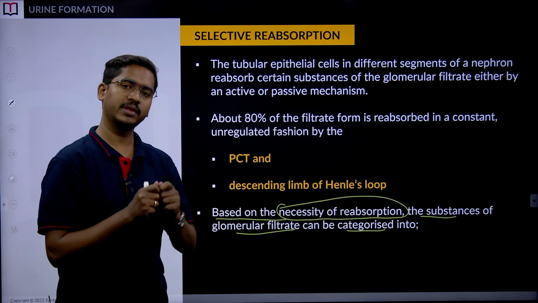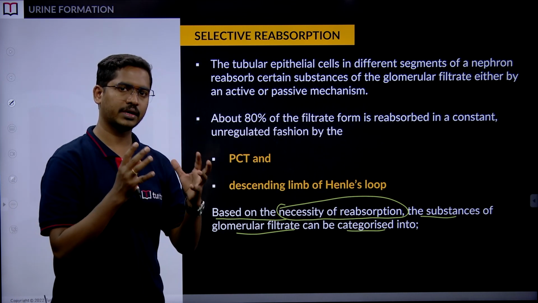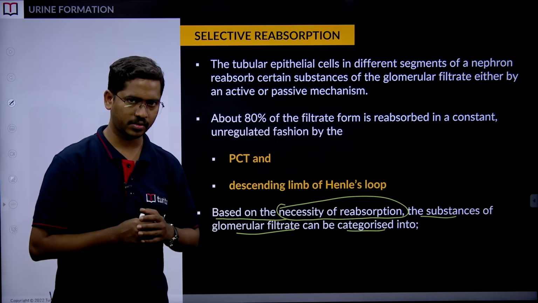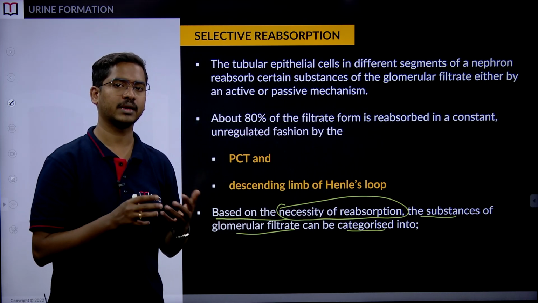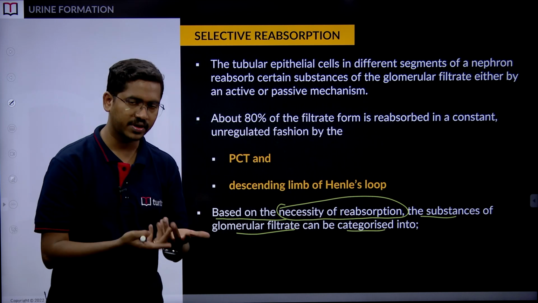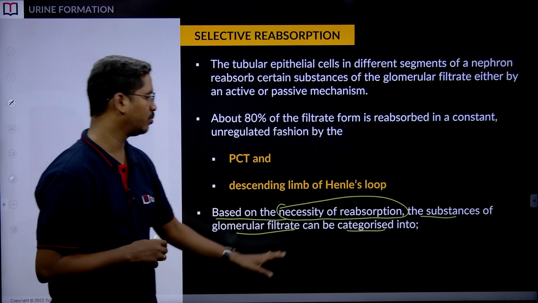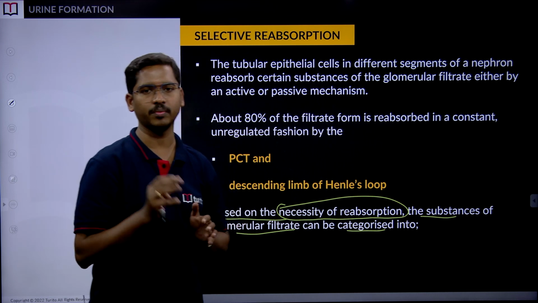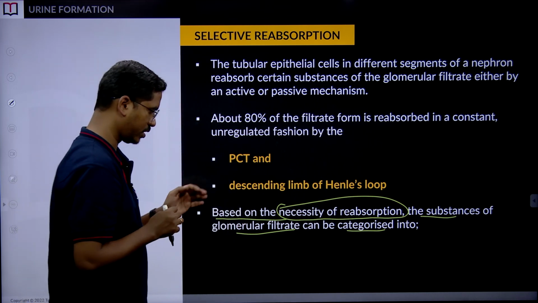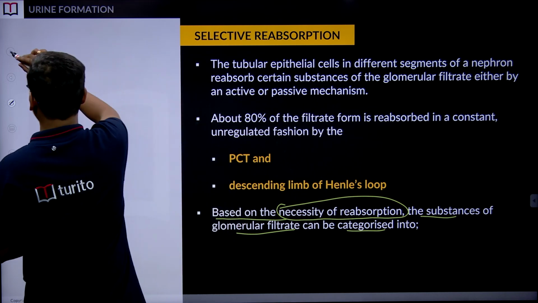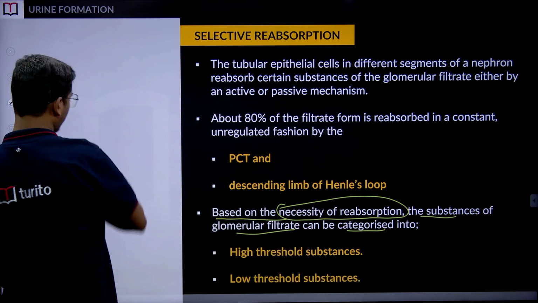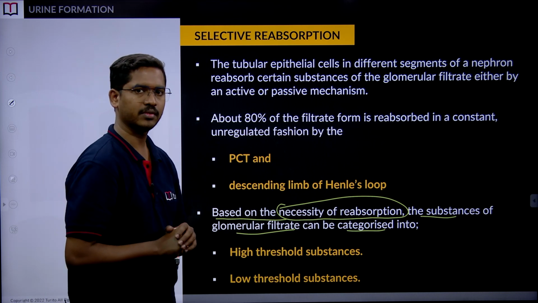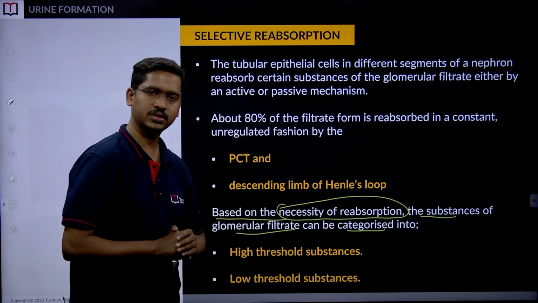So, everything is filtered there, okay, that filtrate contains everything except the proteins. Depending on that, it has to be categorized, that means classification of that glomerular filtrate, that is what we will be doing. If you look into that detail, you will understand that there are high threshold substances and there are low threshold substances. So, this is the classification we have.